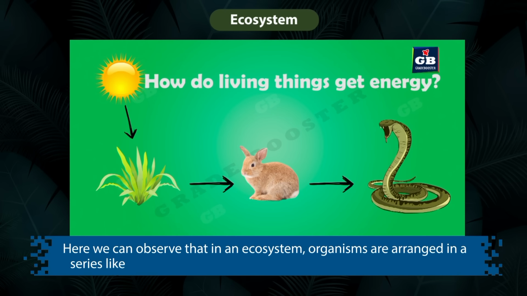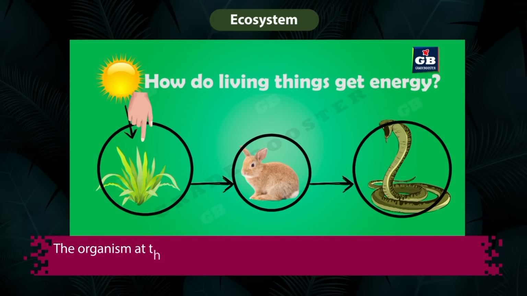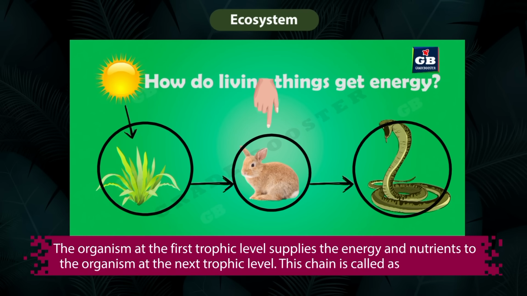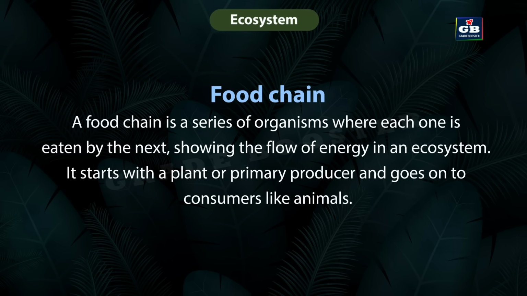So here we can observe that in an ecosystem, organisms are arranged in a series like a chain. Each organism belongs to a particular trophic level. The organism at the first trophic level supplies the energy and nutrients to the organism at the next trophic level. So this chain is called a food chain. Let's see its definition. A food chain is a series of organisms where each one is eaten by the next, showing the flow of energy in an ecosystem. It starts with a plant or primary producer and goes on to consumers like animals.